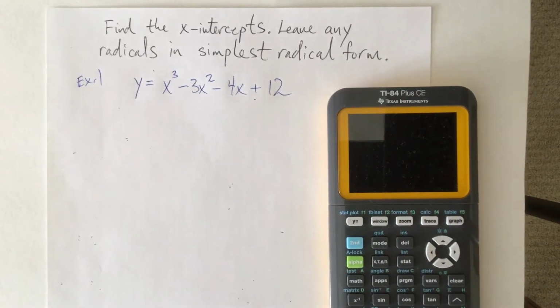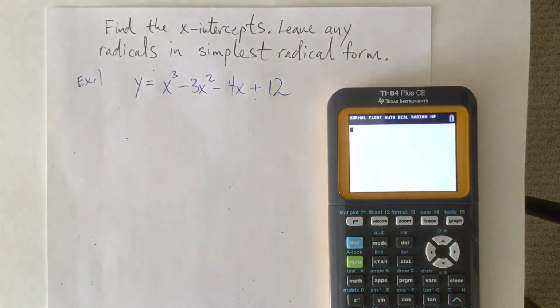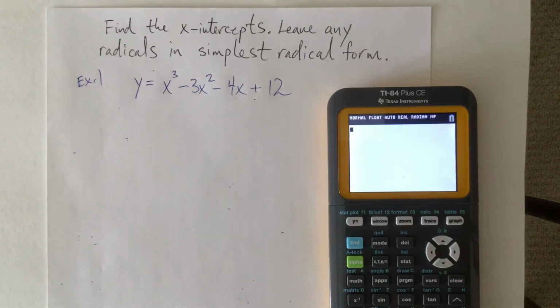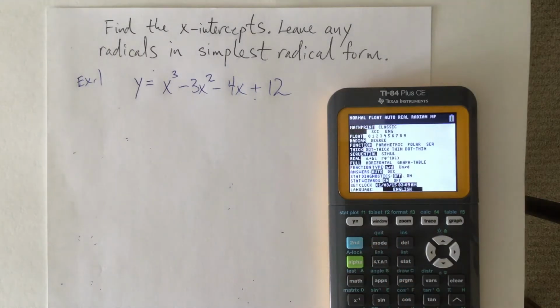I'm going to record this one live on the camera. I'm going to turn on my calculator here and show you the mode button. When I hit mode, it brings up this menu. This is what I meant by Math Print and Classic. So I'm going to highlight the word classic and hit enter.